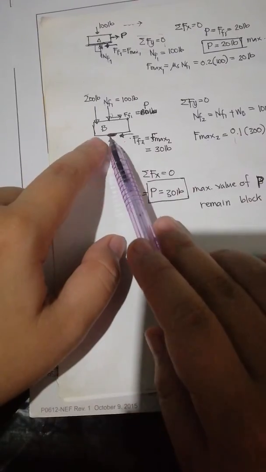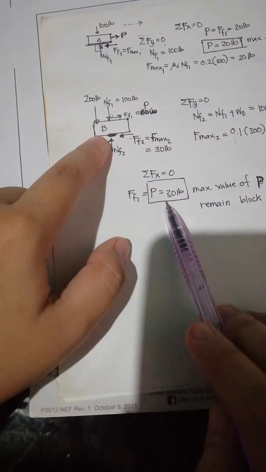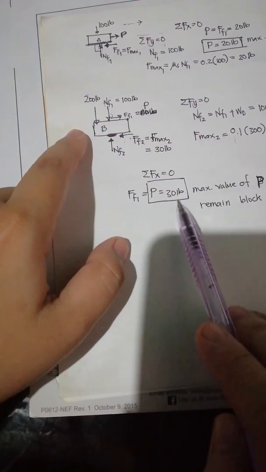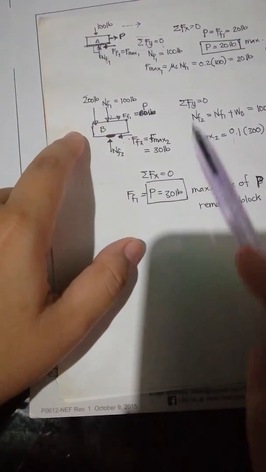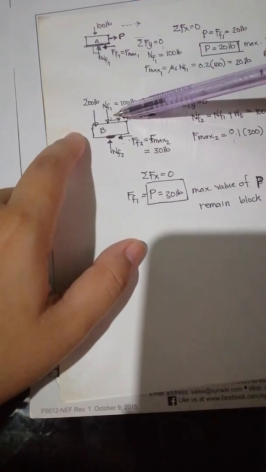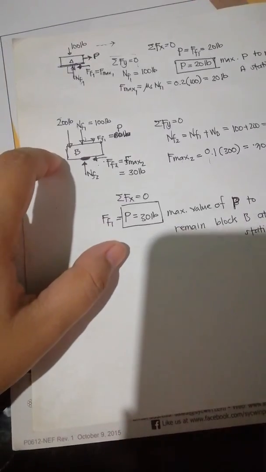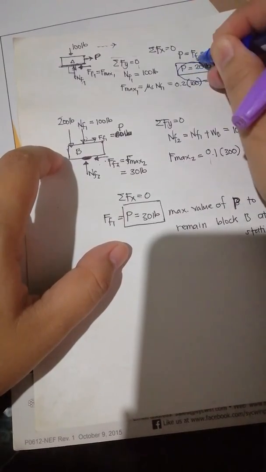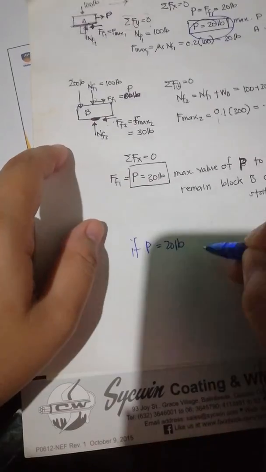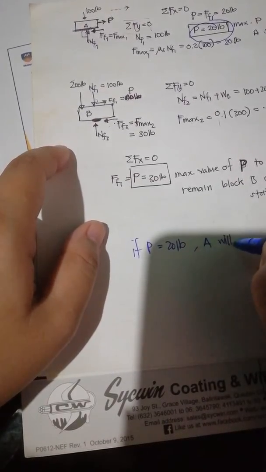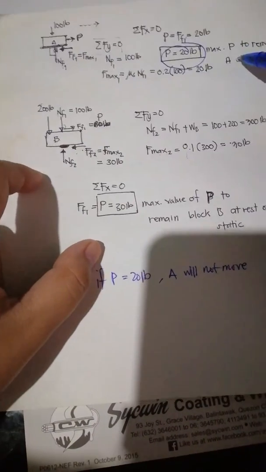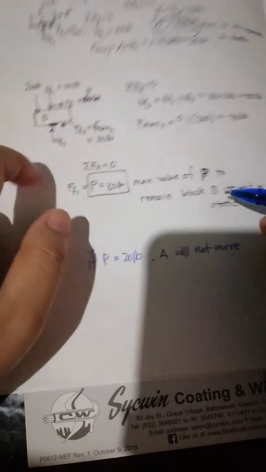Now, for block B, the maximum value of P which retains B at rest or static is 30 pounds. Therefore, which of the two values of P will make both of them static? And that is, of course, this value. Imagine if P is only 20 pounds. Of course, block A will not move, because 20 pounds is the maximum P where A is still static.